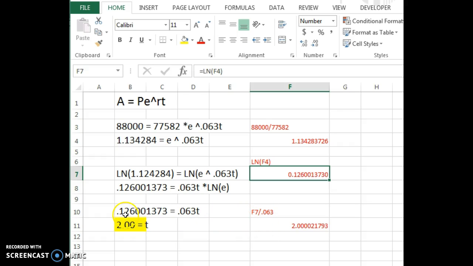And then again, I'm not dividing this rounded number by 0.063. I just refer back to the cell where the exact computation is and do F7 divided by 0.063, and I get this result. And rounded to 2 decimal places, you get 2.00.